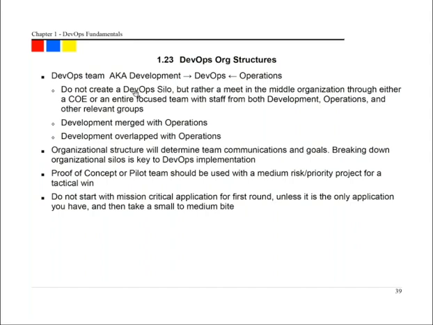Another comment. One person asks: does operations mean IT operations or business operations or both? Well, I've got to be honest. When I'm talking about operations, I'm speaking of what we classically call IT operations. I was not thinking of business operations. Yeah, I mean IT operations.